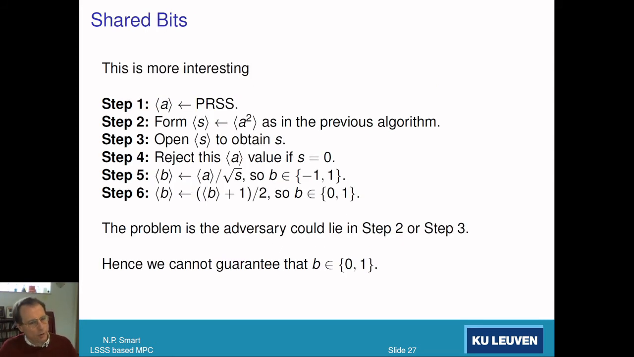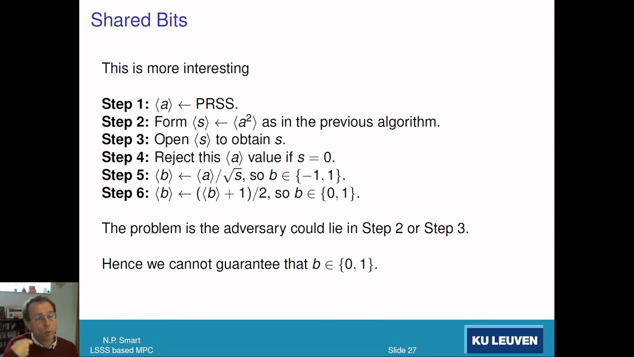Shared bits are slightly more difficult, so let's look at this in more detail. We're going to use a trick here, which is going to come up quite a lot. We take a random sharing of A via the PRSS, and then we square it just like we did in the previous algorithm. So we obtain a sharing of S using what was on the previous slide. But now we open S, so everybody learns the value of A squared. Now we're going to reject this if S is equal to 0, because if S is equal to 0, then actually A is 0, and so there's nothing here.